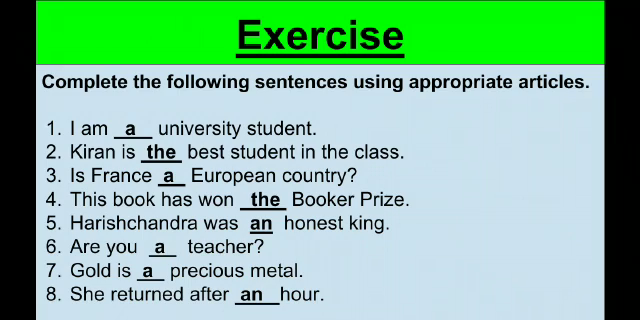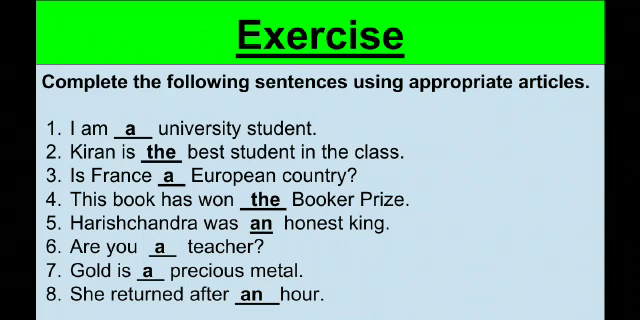The first sentence is: I am dash university student. Here we have to follow the first sound of the noun university. U is a consonant sound. Though it is U, it is producing a consonant sound, "yu"-niversity. So that's why we have to use "a". I am a university student.